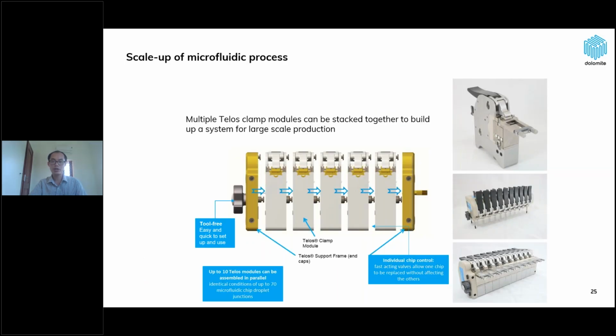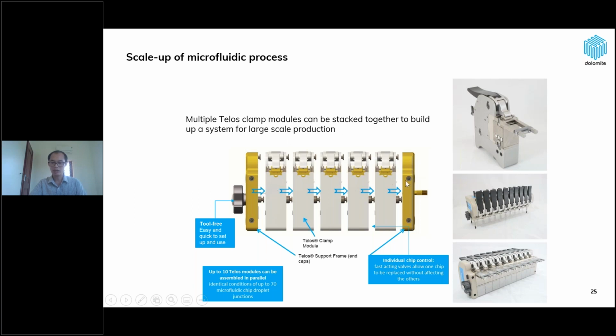So this shows how multiple Telos modules can be stuck together to build up a system for larger scale production. This image is showing the clamp module for Telos. It's used for one microfluidic Telos chip, and we have 7 channels inside. We do this without any tool, so it's very easy and quick to set up and use.